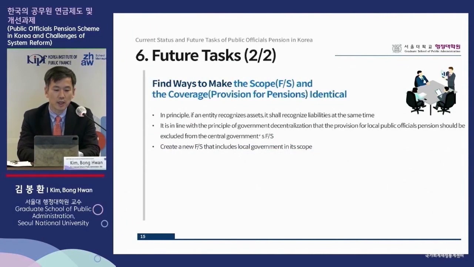And the final challenge is to make the scope of the financial statement and coverage identical or consistent. As discussed, local public officials need to be excluded, or we need to expand our scope of financial statement.